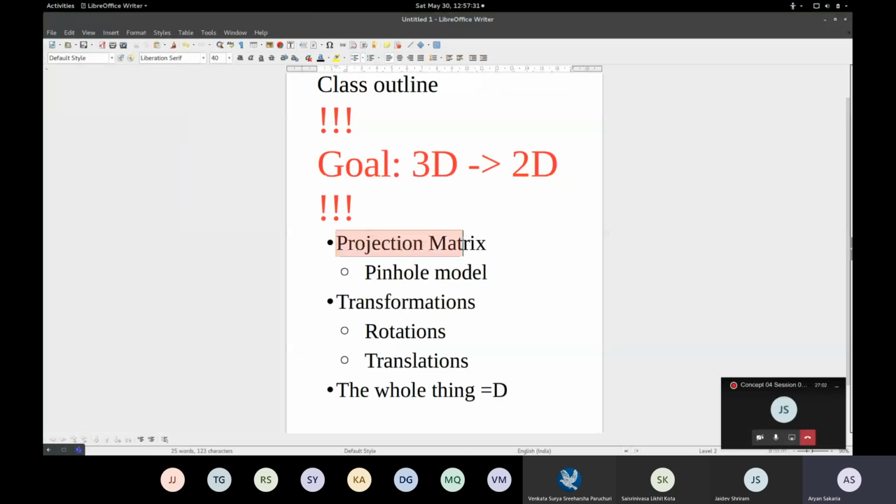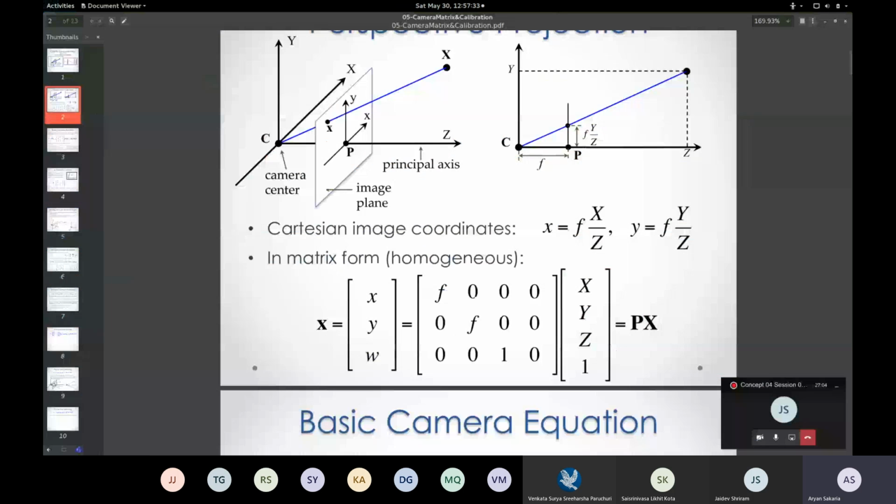So this is a projection matrix, right? It's called P, and we apply P to our points, and we get the points in the image plane. So it's this equation Px. All right, that's the projection matrix.